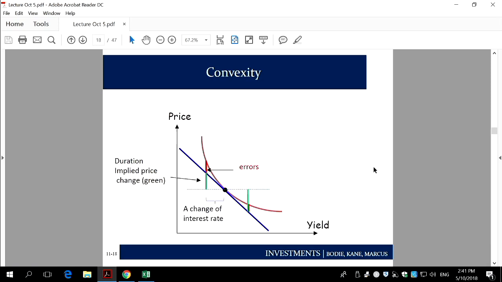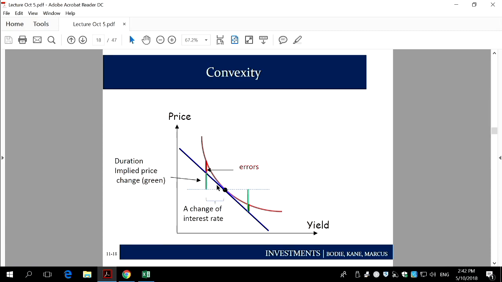So we can graphically see these error terms. Suppose originally our interest rate is here. This is the price. This is our interest rate, yield to maturity. Suppose originally our yield to maturity is here. Suppose the yield to maturity decreases by this amount, going from here to there. It dropped. Then the duration implied price change is from the first order derivative. So this is the green part.